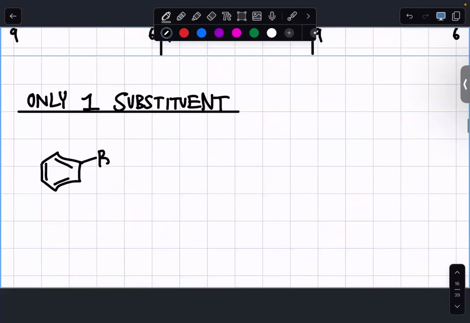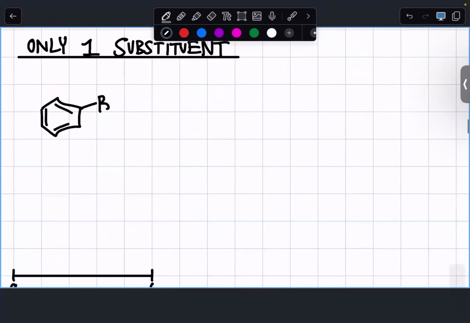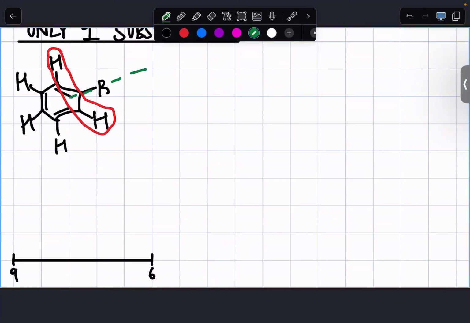So let's say there's no 2 substituents and we only have 1 substituent. We can have ortho meta para, but we will have 5 hydrogens in between the 6 to 9 range, where these 2 hydrogens here have the same chemical environment because there's a plane of symmetry down this middle right here. These 2 hydrogens have the same chemical environment, and this 1 hydrogen here is alone because there are no other hydrogens that have the same chemical environment as that hydrogen.